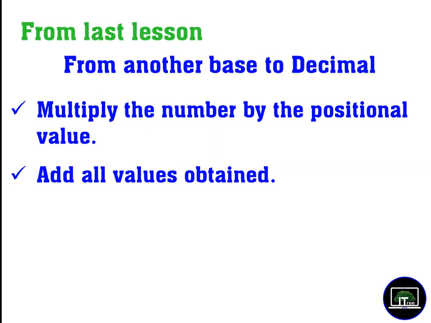First of all, we look at what we have discussed in the last lesson. Last lesson, we discussed how we could convert another base number to decimal. It's a very simple method. You multiply the given number by the positional values and then you add up all those values obtained. I hope you have practiced those things. If you are not familiar with these methods, you can watch our previous videos in this channel.